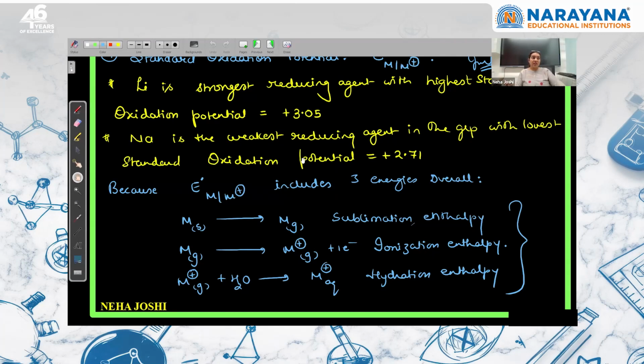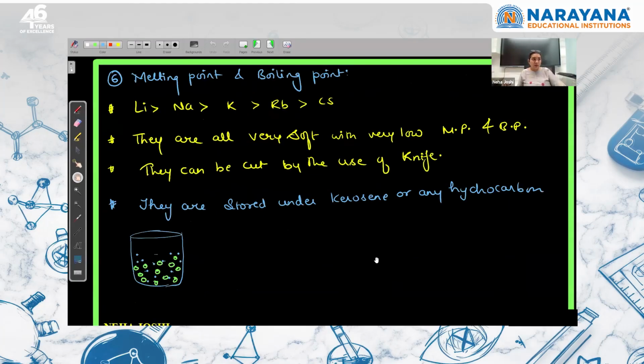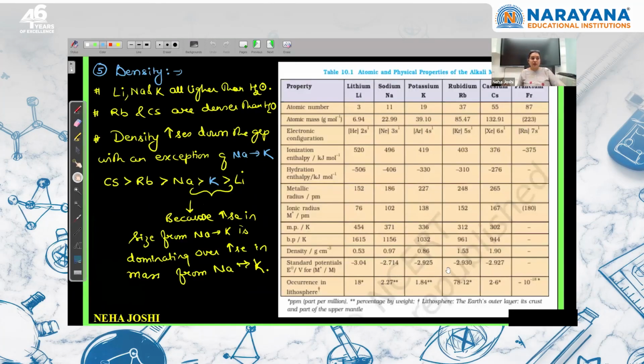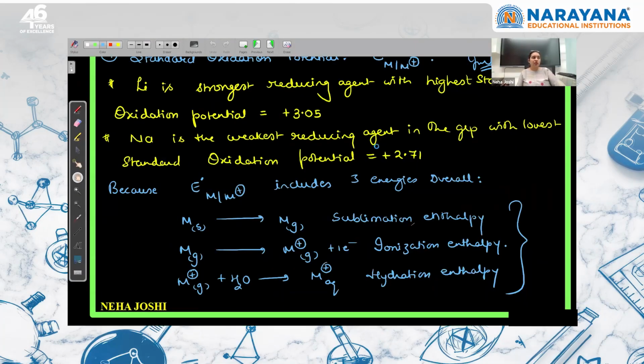Remember that. Sodium in the group is the weakest. See, sodium, where is sodium? Minus 2.7. See, all others are 2.9. So sodium is the weakest in the group as a reducing agent, with the lowest standard oxidation potential of plus 2.71. Reason why this happened?